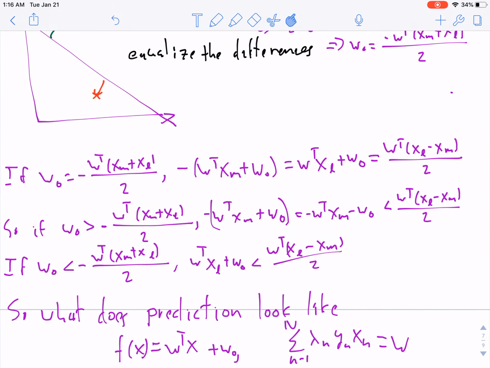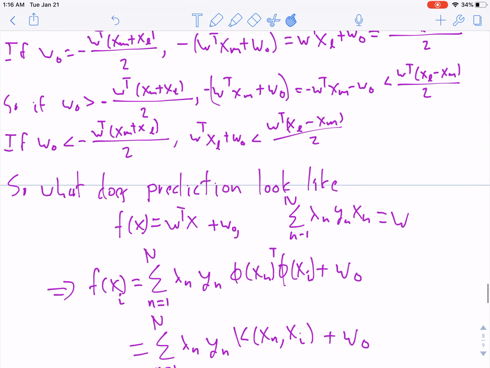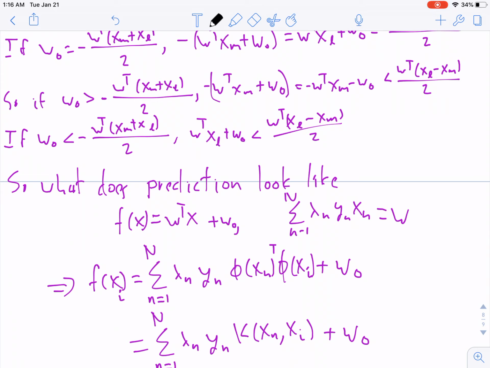So let's put all this together by talking about how our model will work. Once we've solved for W naught and the lambdas, what will our model actually be doing? We're calling our prediction function again. Remember that we take W transpose, multiply by X, and then add W naught. Then depending on the sign of that, we predict either the first class or the second class.